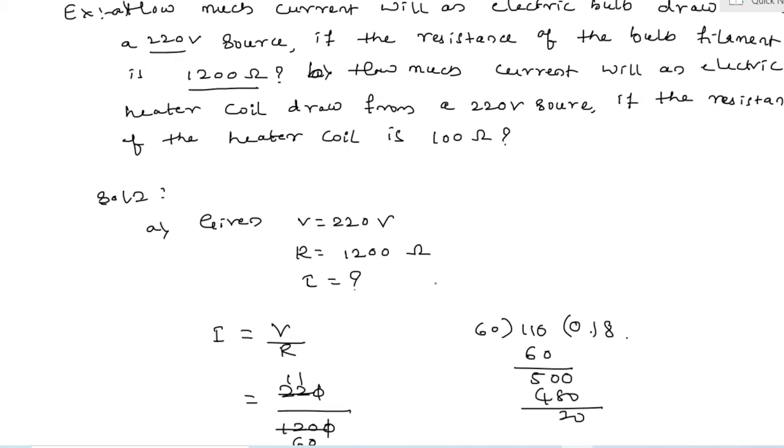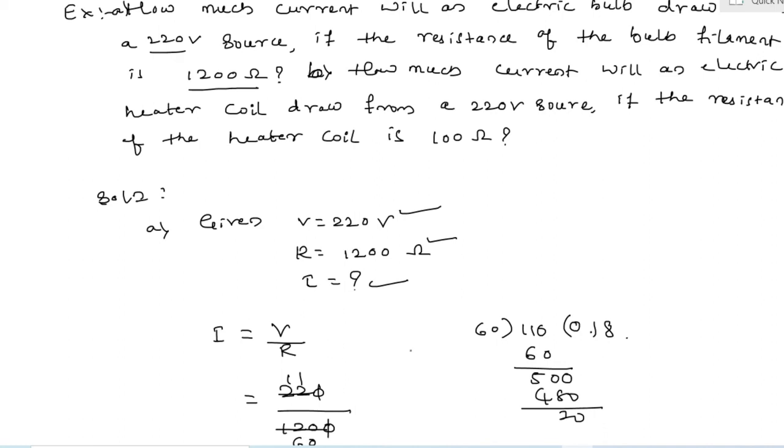B. How much current will an electric heater coil draw from a 220 volt source if the resistance of the heater coil is 100 ohm? Yes, my dear students, what is given here? Given here is 220 volt, and the resistance is 1200 ohm. Find I. According to the formula, current I is equal to V by R.